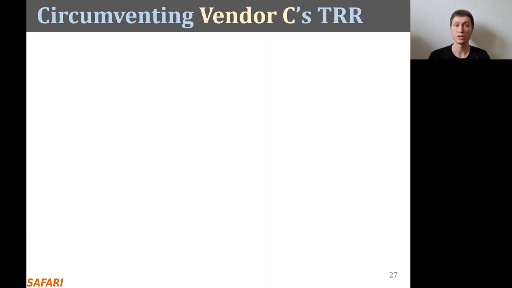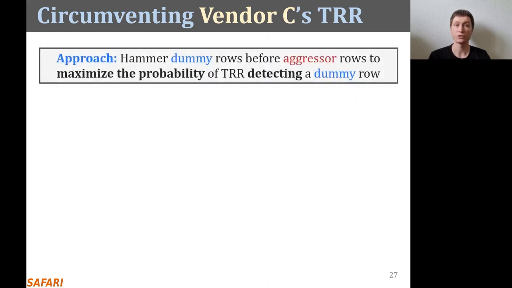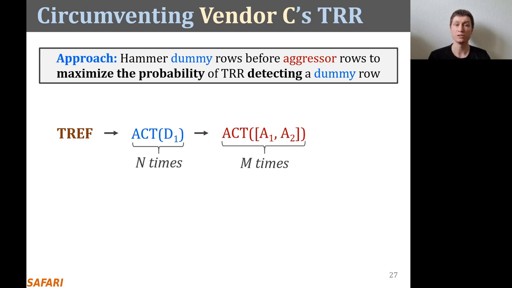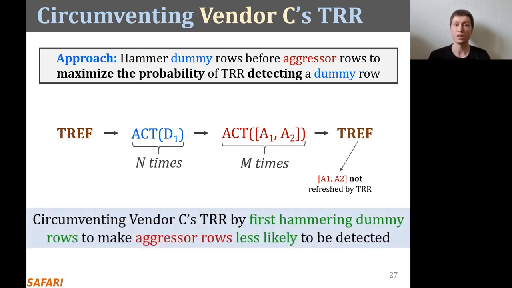To circumvent the TRR mechanism of vendor C, our approach is to first activate dummy rows to maximize the probability of making TRR detect the dummy row instead of the aggressor rows that we hammer later. In our access pattern, after TRR-capable refresh, we first hammer a dummy row. Then we hammer the two aggressor rows A1 and A2 until the next TRR-capable refresh. The aggressor rows are less likely to be detected than the dummy rows, especially when we first perform a large number of dummy hammers. In conclusion, one can circumvent vendor C's TRR by first hammering dummy rows to make the actual aggressor rows less likely to be detected by TRR.